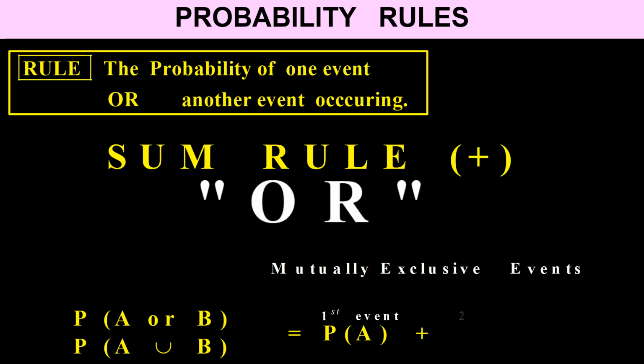So the rule would then be: probability of A or B is the probability of A plus the probability of B. Thus, the probability of the first event, and now we add to it the probability of the second event. So if I have probability of A or B, it's the probability of A plus the probability of B. And that is the sum rule.